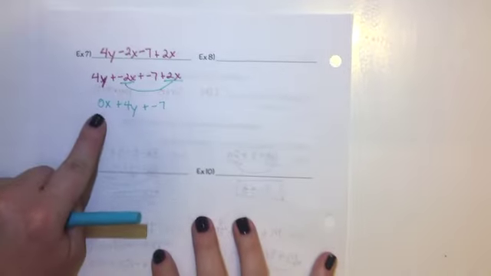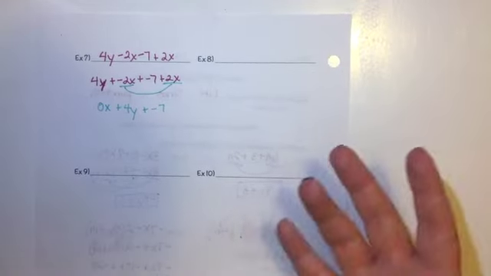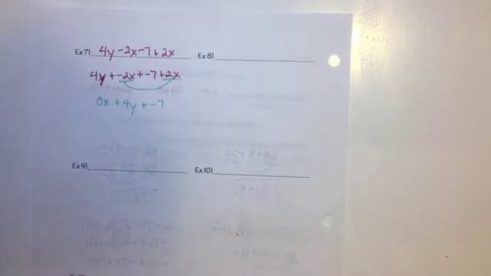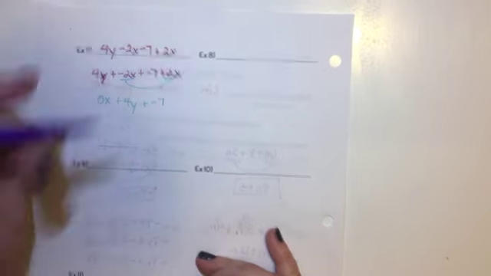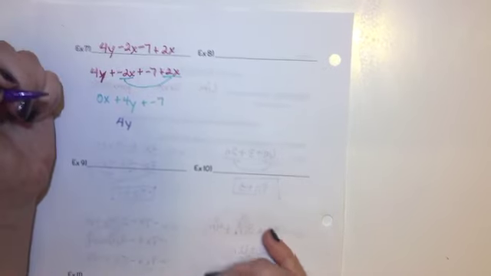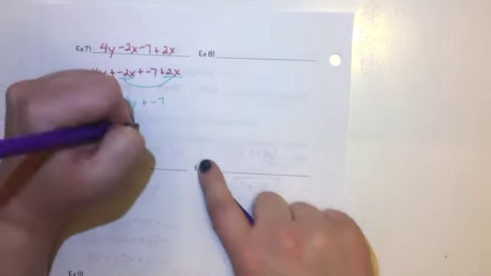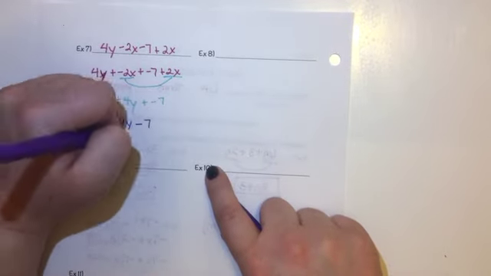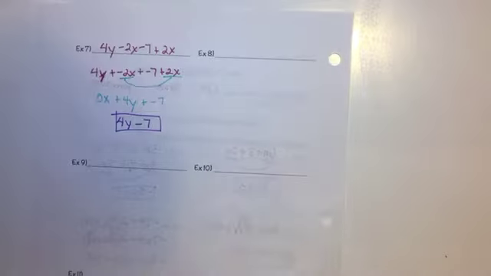Well, since we've got 0 times x, really that just cancels out to 0. So we can just forget about 0x and write this as 4y. And instead of adding negative 7, we can just subtract 7. So you're left with 4y minus 7.